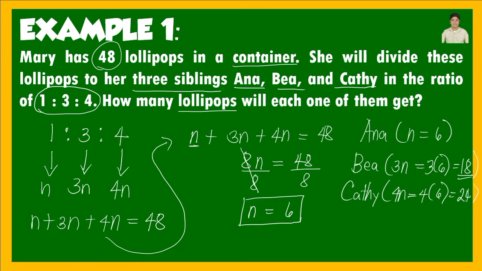So, kung i-add natin yung matatanggap nilang number of lollipops, 6 plus 18 plus 24 equals 48. 6 plus 18, the answer is 24. Plus 24, 48. Therefore, 48 is equal to 48. So again, Anna will be receiving 6 lollipops. Bea, 18 lollipops. While Cathy, having the most number of lollipops, which is 24.